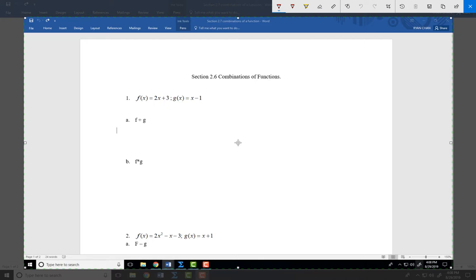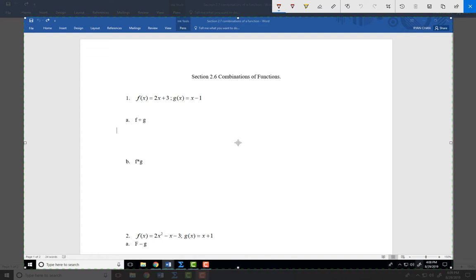Today I'm going to be going over section 2.6. There are a few items that I forgot to talk about, but they should be pretty straightforward, okay? The situation that I want to talk about in 2.6 is something called combinations of functions. The idea is they're going to give you two functions, and your job is to do specific operations, such as adding, subtracting, multiplying, dividing.